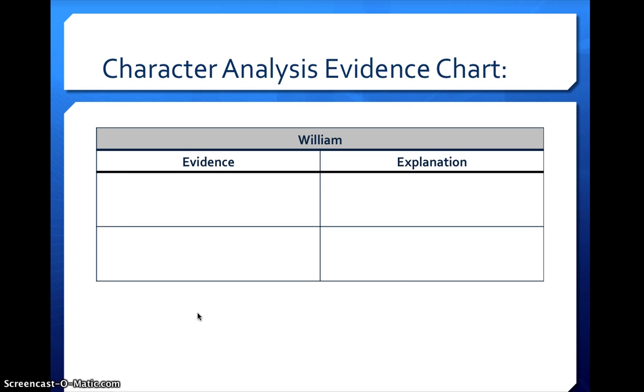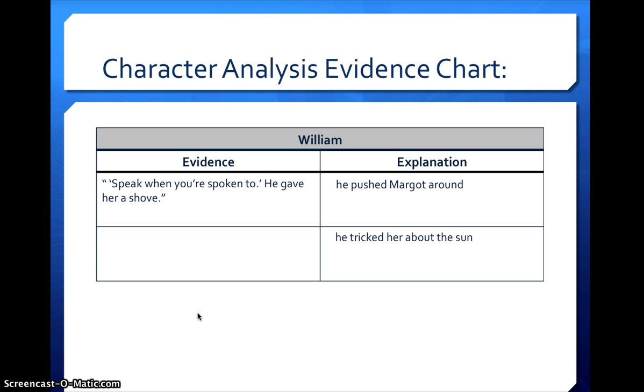All right, here's an idea about William. Here's the piece of evidence. "Speak when you're spoken to." "He gave her a shove." This shows that William is continuing the conflict because he pushed Margot around. Here's another example about William. He tricked her about the sun. See if you can find a quote that supports it when you're completing your assignment on Google Classroom.